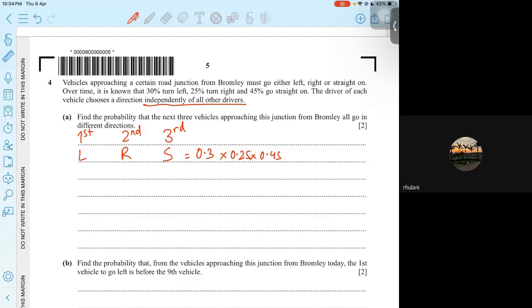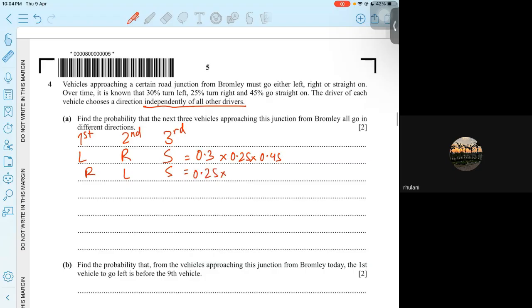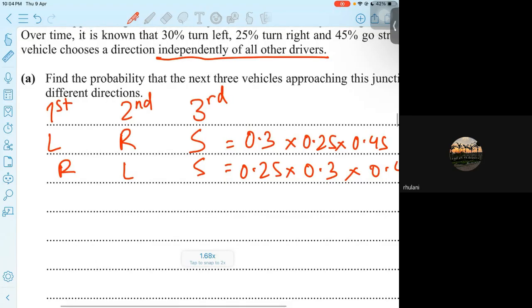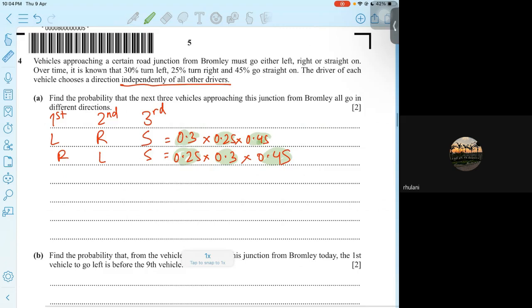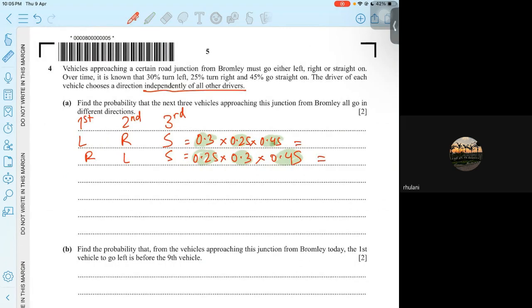And then for straight, it's 0.45. The second scenario, let's just say it's R, L, S. And we'll see that it's 0.25 into 0.3 into 0.45. What keeps on happening is, regardless of how we shuffle around these values, the corresponding probabilities remain the exact same. So regardless of what the order is, these are going to give the exact same values, right? Since I have 3 numbers, all the possible combinations would be just 3 factorial, which is 6.